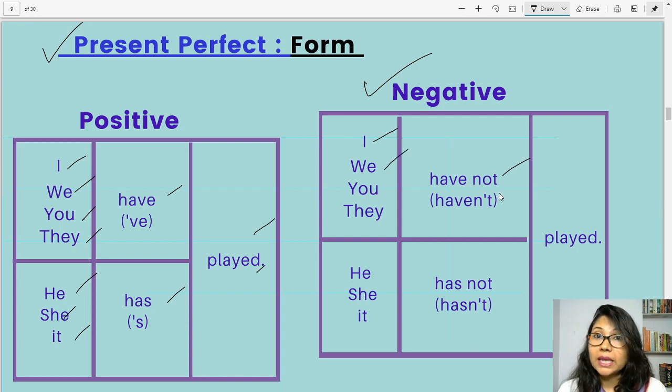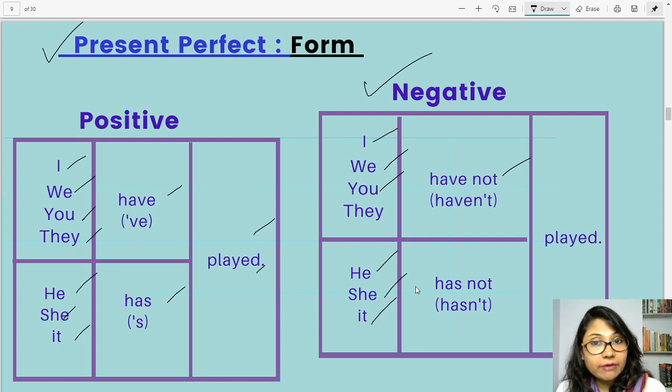We have not played or we haven't played. You have not played or you haven't played. They have not played or they haven't played. Similarly, he has not played or he hasn't played. She has not played or she hasn't played. It has not played or it hasn't played.